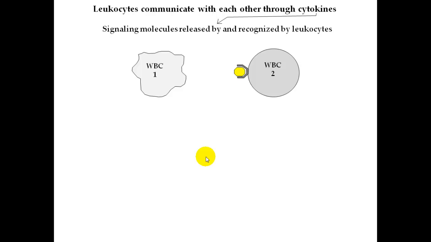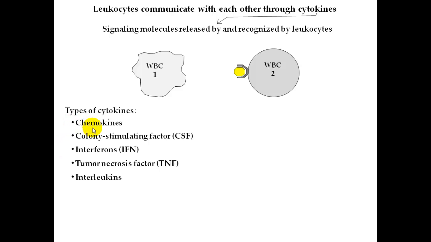And so we'll list those different classes of cytokines right now. So here they are. These are all different classes of cytokines again. There are chemokines, colony stimulating factor, interferons, tumor necrosis factor, and interleukins. The reason why this type of cytokine is called a chemokine is because they cause chemotaxis to occur.